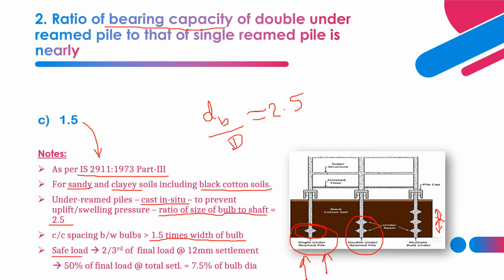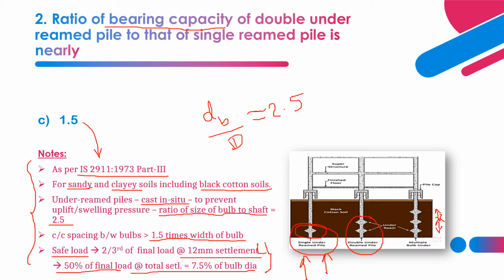What is the safe load criteria in case of underreamed pile? It can be two-thirds of final load at which 12 mm settlement happens, or we can say 50% of final load at which total settlement is 7.5% of bulb diameter. So by considering these two criteria, we can find the safe load. That is nothing but two-thirds of final load when settlement is 12 mm, or 50% of final load when total settlement is 7.5% of bulb diameter. So these are some points about underreamed piles that we have to be aware of.